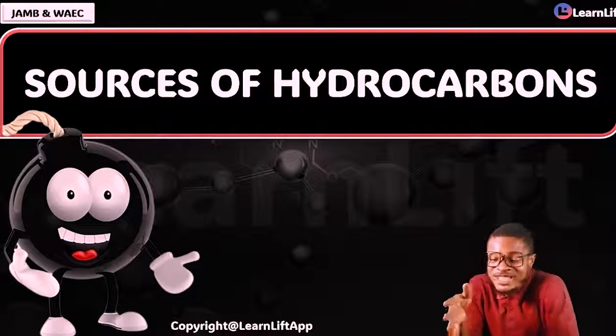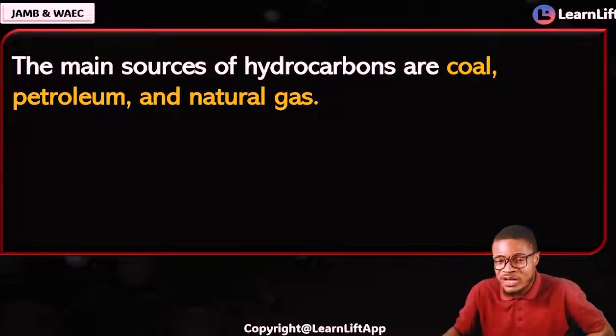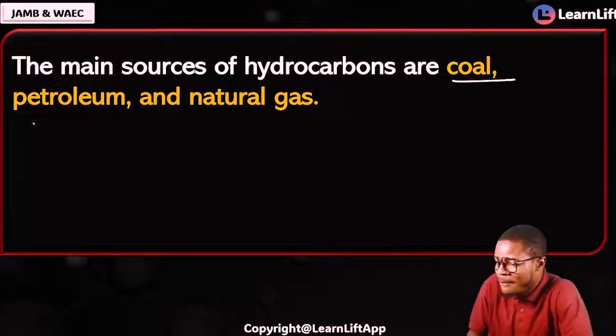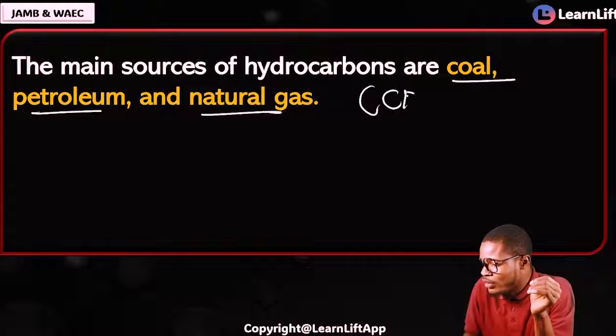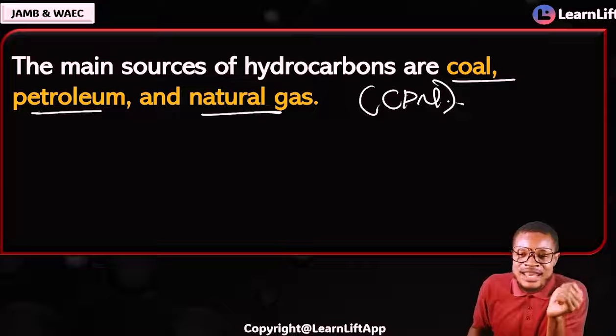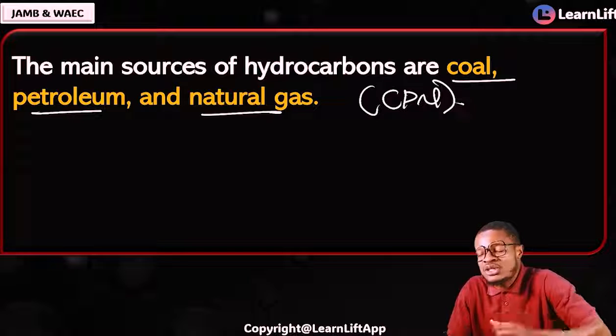In the sources of hydrocarbons, I want you to note this very fast: the major sources of hydrocarbons are your coal, petroleum, and natural gas. Three of them, and they form CPN. What is it called? CPN. Your coal, your petroleum, natural gas. Again, coal, petroleum, natural gas. These are the main sources of hydrocarbon.